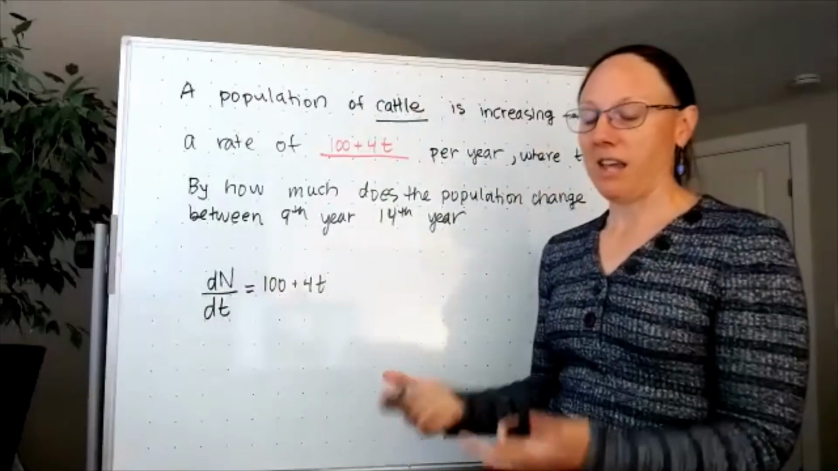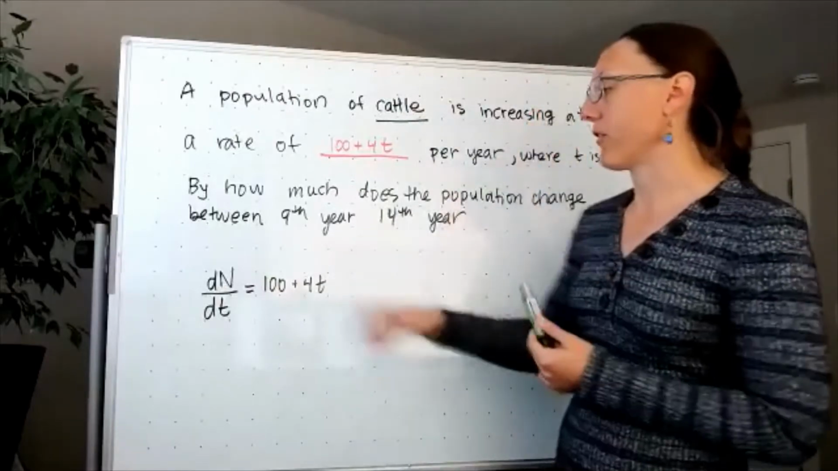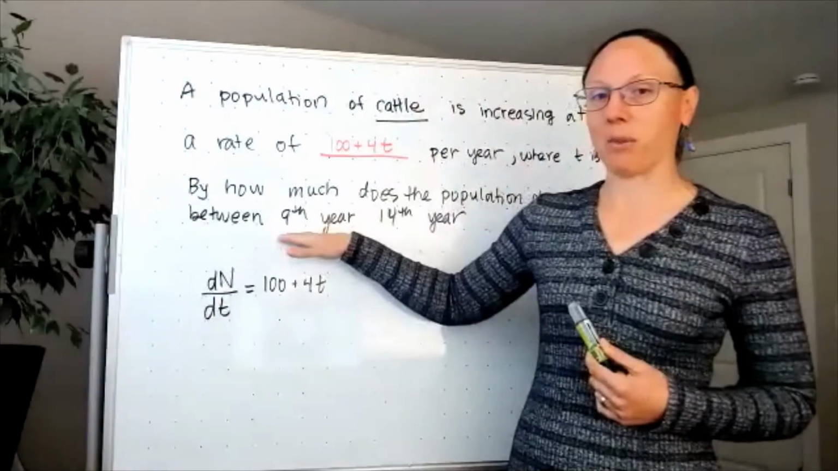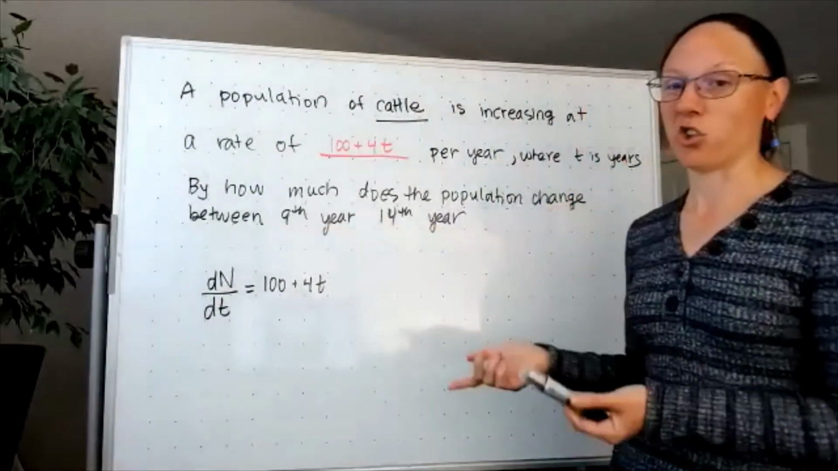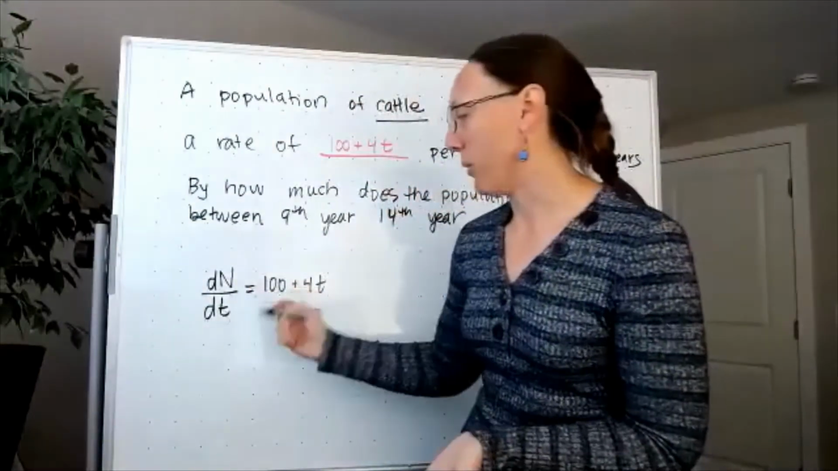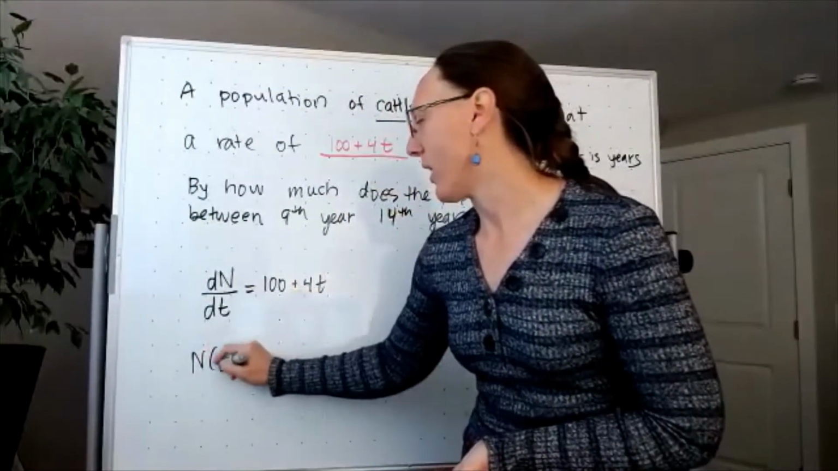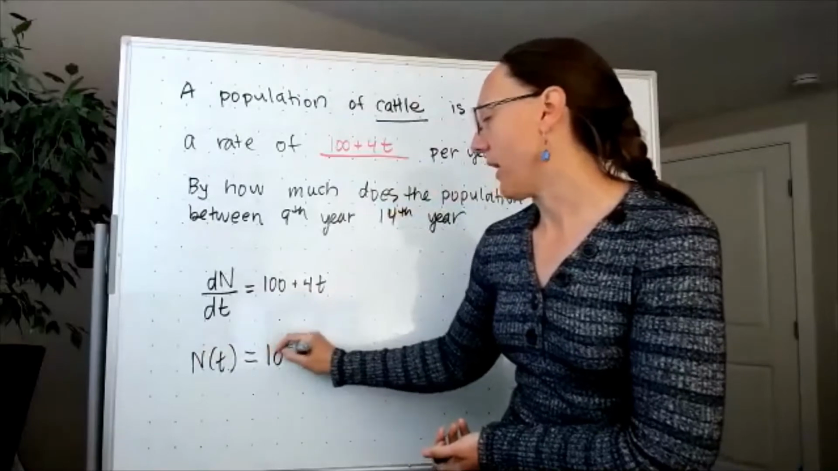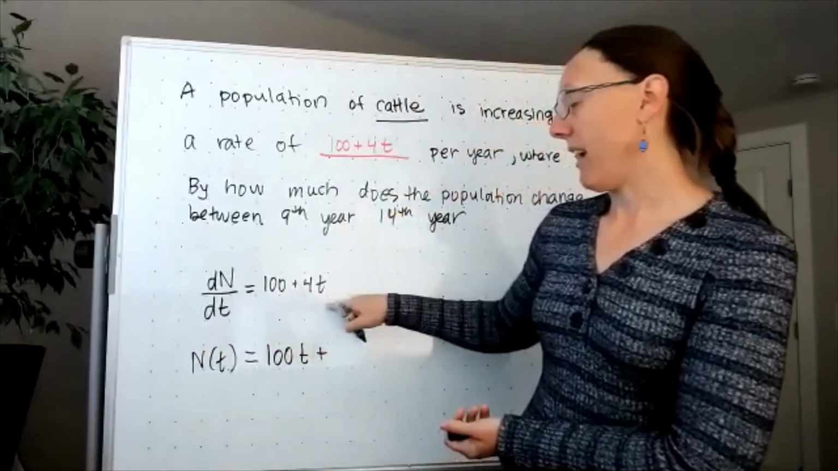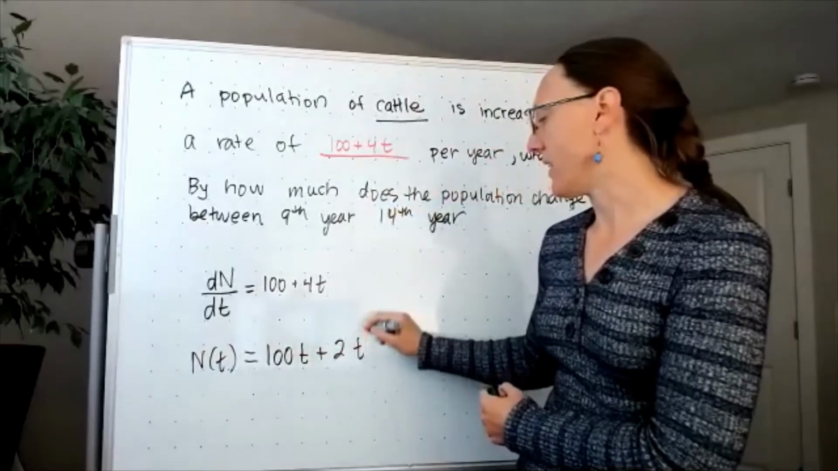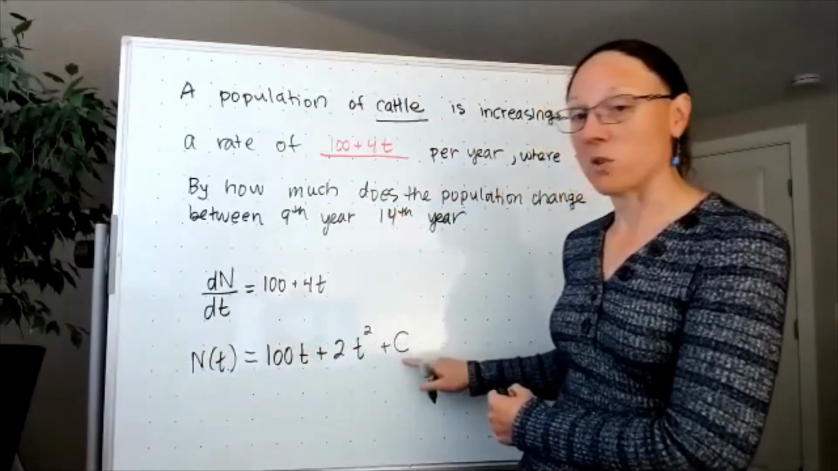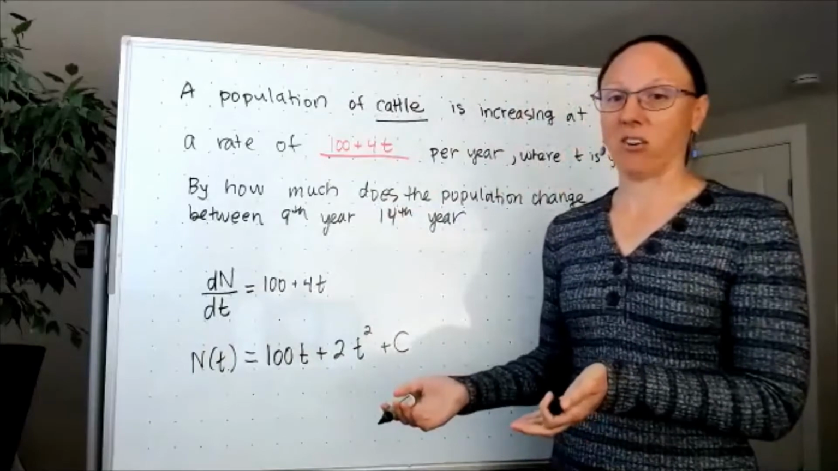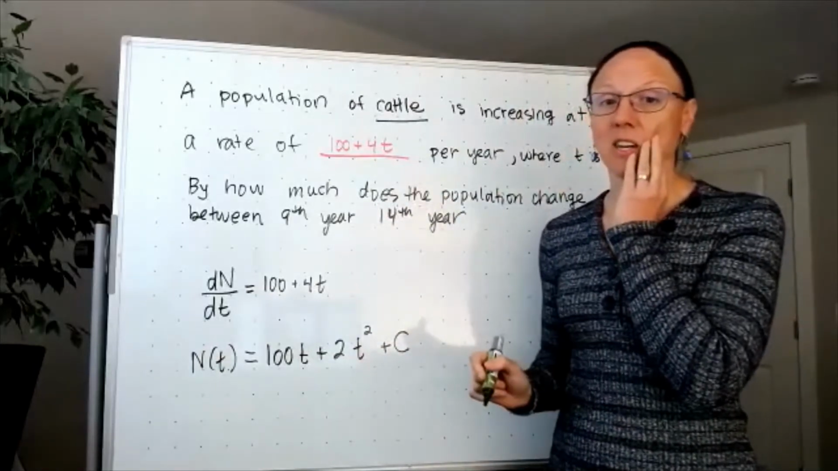And now I need to know something. If I knew the function for the number of cattle we had, we could just look at the population at the 14th year and subtract off the population at the 9th year, and that would give us the total change. So my first step would be to find that antiderivative so that I would have a population function. So I'm looking at 100t plus, the antiderivative of 4t is 2t squared. And technically I'd have plus some sort of constant, which would be the initial number of cattle. But we don't know enough to figure out what that constant is.